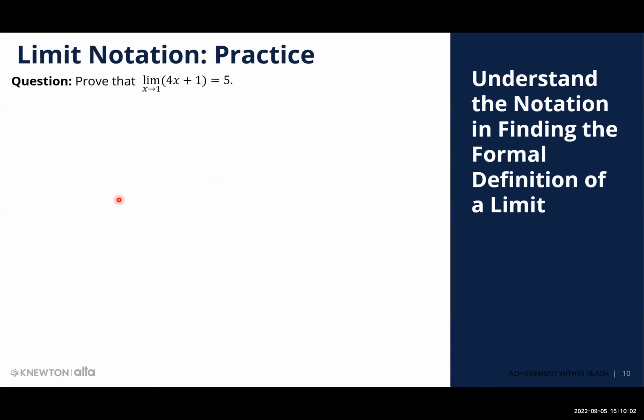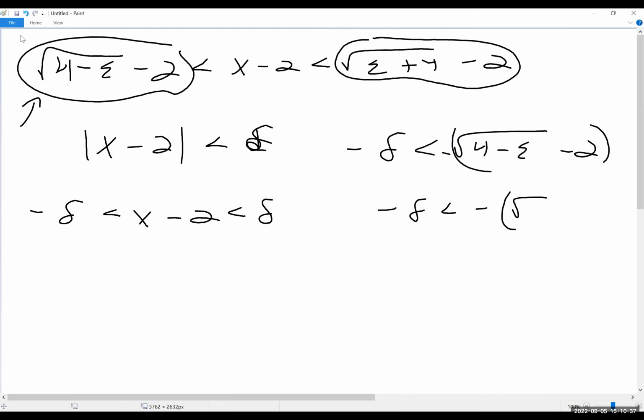Okay, so let's see if we can try to do that with an example here. This is: prove that the limit of 4x plus 1 is equal to 5 as x approaches 1. All the work is here, but I'm going to try to do it on a paint screen, to see if that helps us talk through what we're trying to accomplish. So let me see if I can share a new paint screen here.